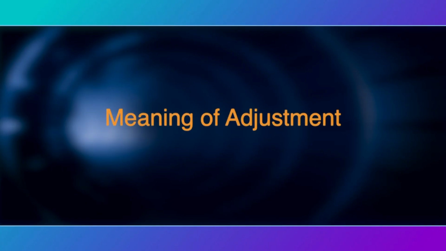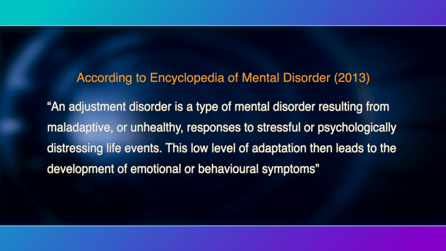Now, dear students, let's understand what we mean by the term adjustment. According to Encyclopedia of Mental Disorders, 2013, an adjustment disorder is a type of mental disorder resulting from maladaptive or unhealthy responses to stressful or psychologically distressing life events. This low level of adaptation then leads to the development of emotional or behavioral symptoms.